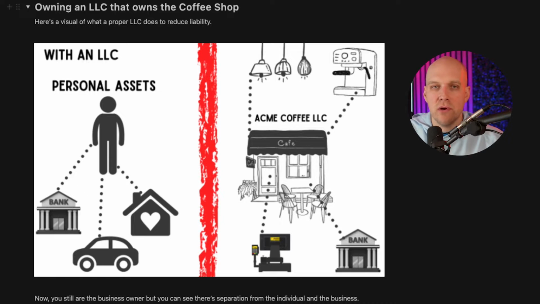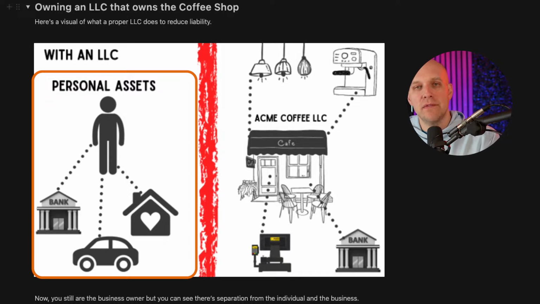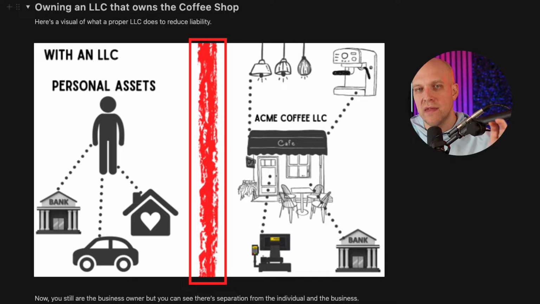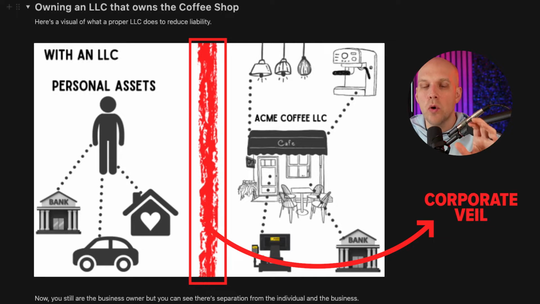Now you can see the business owner has his personal assets, and then we have something we're calling Acme Coffee LLC, and all those business assets are within that LLC. This red division in the middle is really important to understand. That is something called the corporate veil, and that corporate veil is what's providing the protection. So if you were to unfortunately be sued, the person suing you can only come after your business assets and not your personal assets as well.